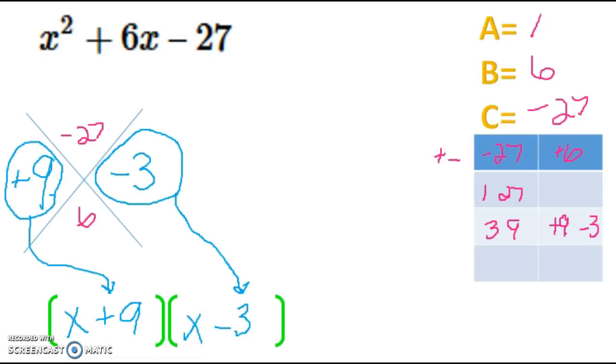You are done. You've now factored your quadratics to find your binomials.